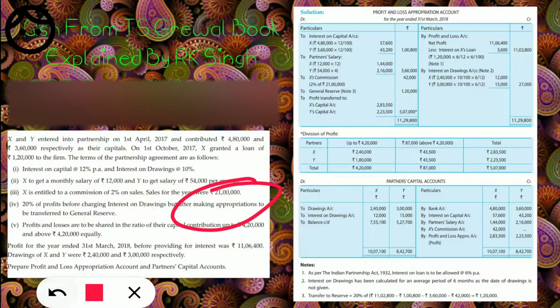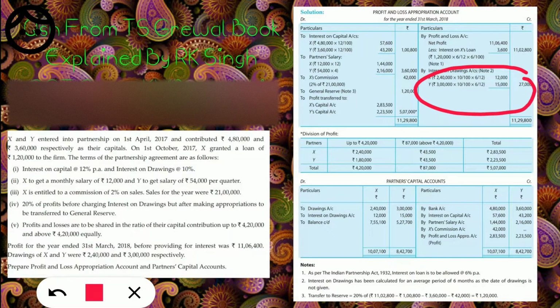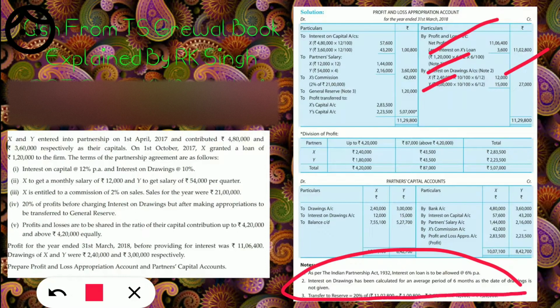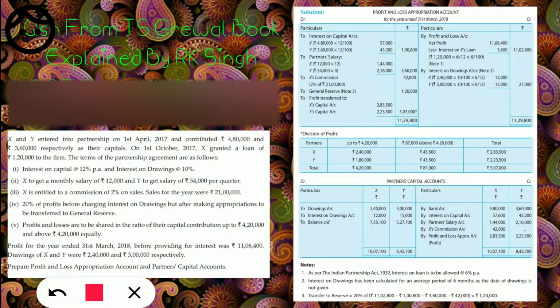Now, 20% of profit before charging interest on drawing, but after making appropriation to be transferred to general reserve. Now they are prohibiting us from recording this interest on drawing, which means we have to deduct 1 lakh 800, 3 lakh 60,000 and 42,000 from 11 lakh 2,800. You can see this in the working, and whatever balance we get, we will calculate 20% of the balance and it will come to around 1,20,000. It will be recorded in the debit side of profit and loss appropriation account.